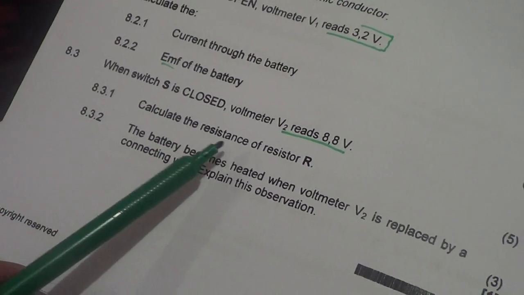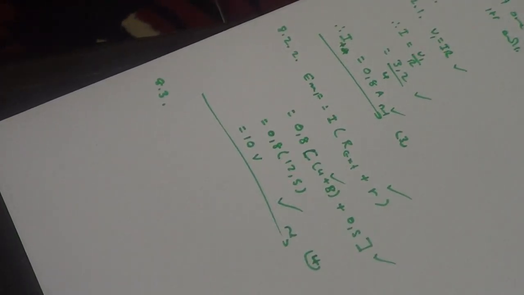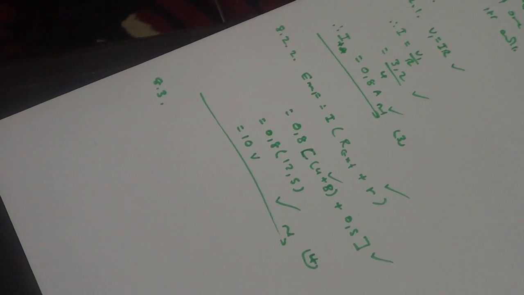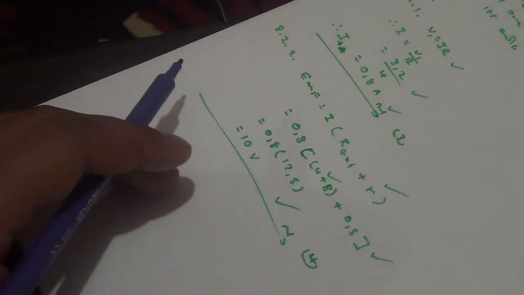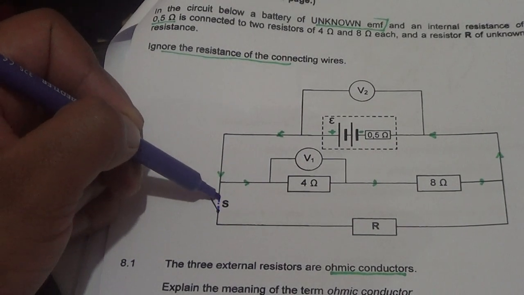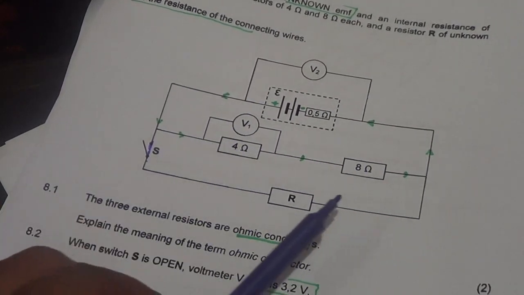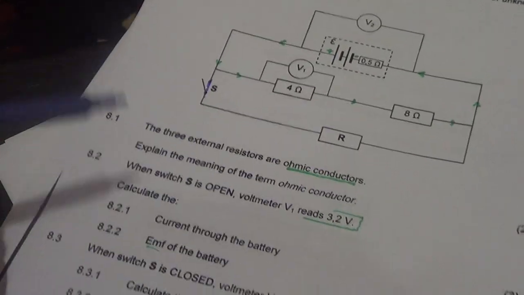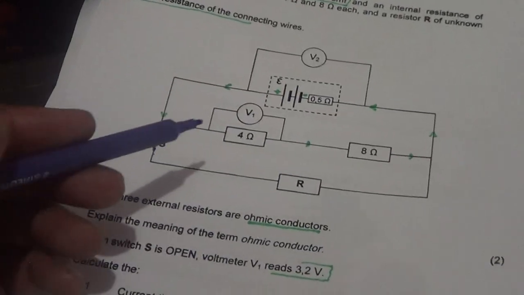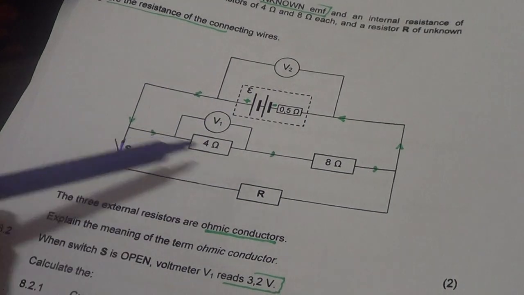Now it says calculate the resistance of resistor R. Okay, 5 marks. So that is a bit of a big question, a bit of a hard hit. So let's take another pen before this one dries up. Now with this switch closed, what we're going to experience is this effective resistance will decrease. And as it decreases, at least they've given us the total voltage. And you know that the total current, we calculated it above, is 0.8, so we are fine. So we just simply use this voltage multiplied by the current for this one.